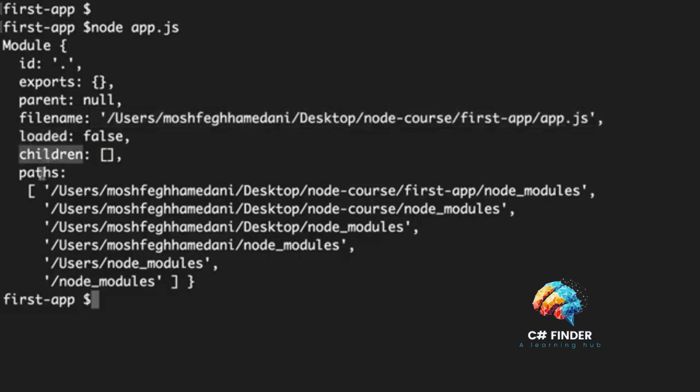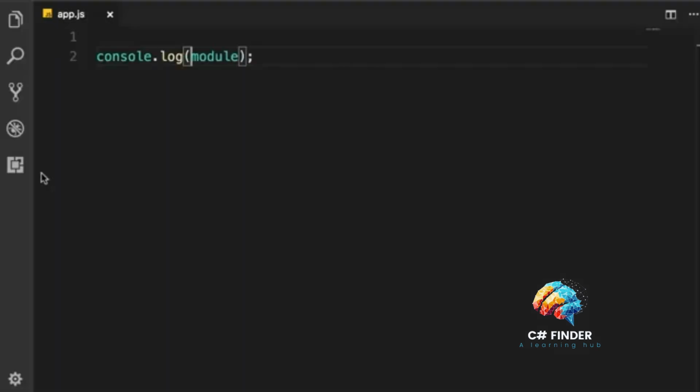We have children and paths. Now for now, don't worry about these properties. As we go through this section, you will gradually become familiar with its properties. So in Node, every file is a module, and the variables and functions defined in that file are scoped to that module. They're not available outside of that module. In the next lecture, you're going to learn how to create and load a module.